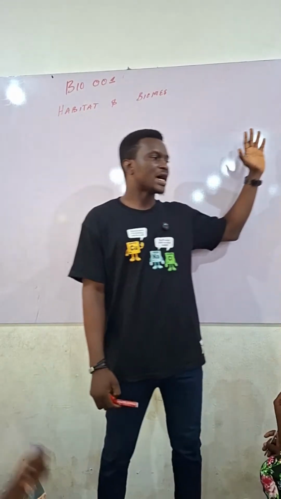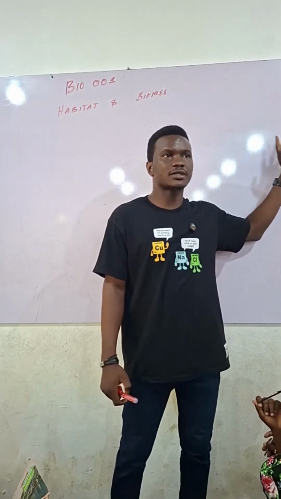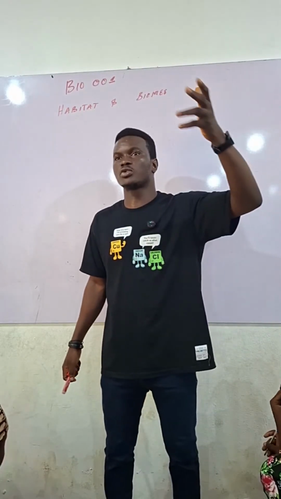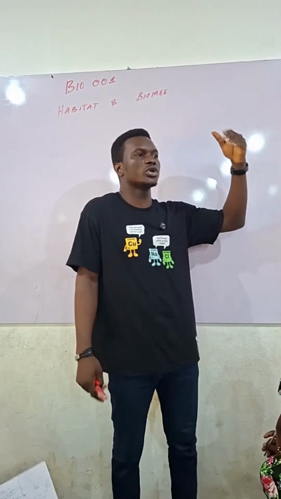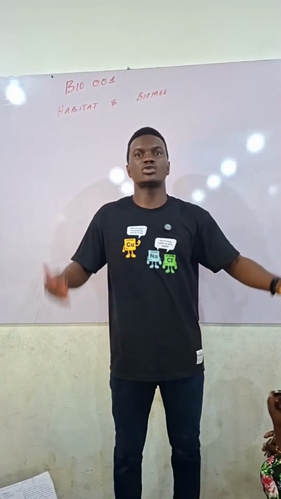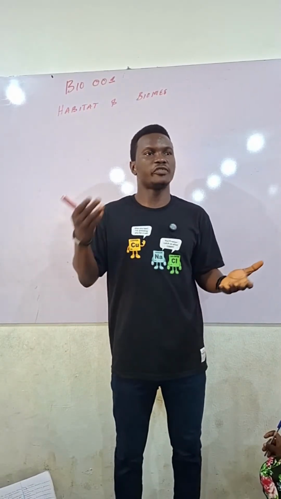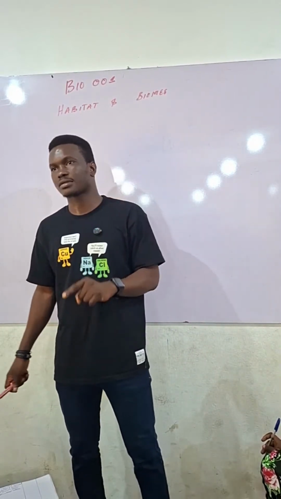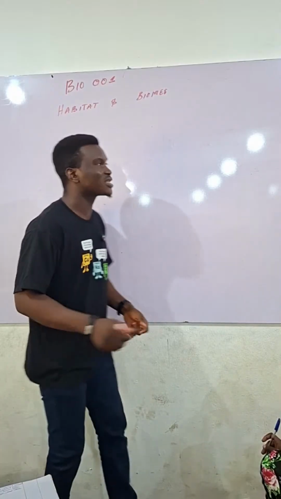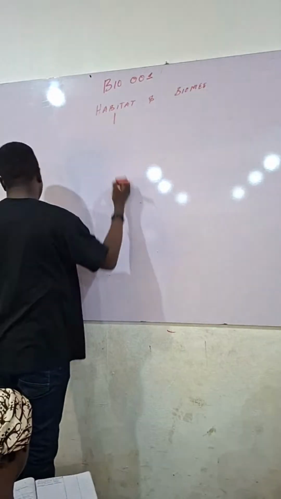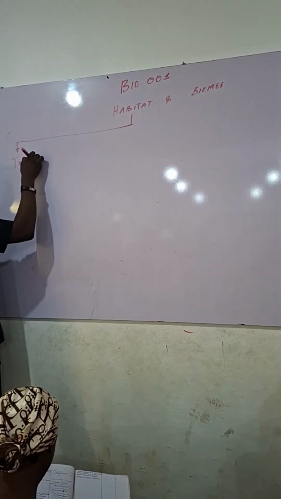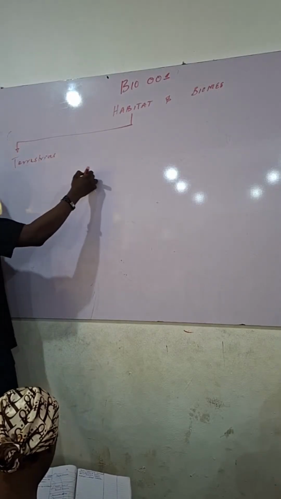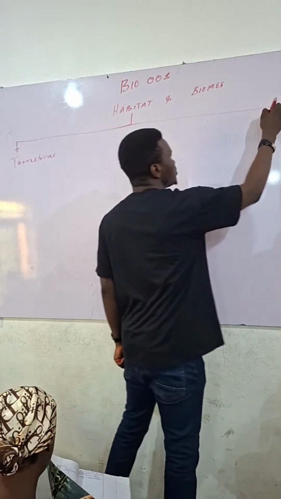So looking at habitat, we said habitat is the natural dwelling place of an organism, right? And being the natural dwelling place, most organisms in all those habitats need to develop different attributes, different characteristics that will help them to survive in a particular habitat. So when you're talking about habitats, I told you the last time that we have two types of habitats majorly. We have what we call the terrestrial habitat, right? Then we also have what we call the aquatic habitat.